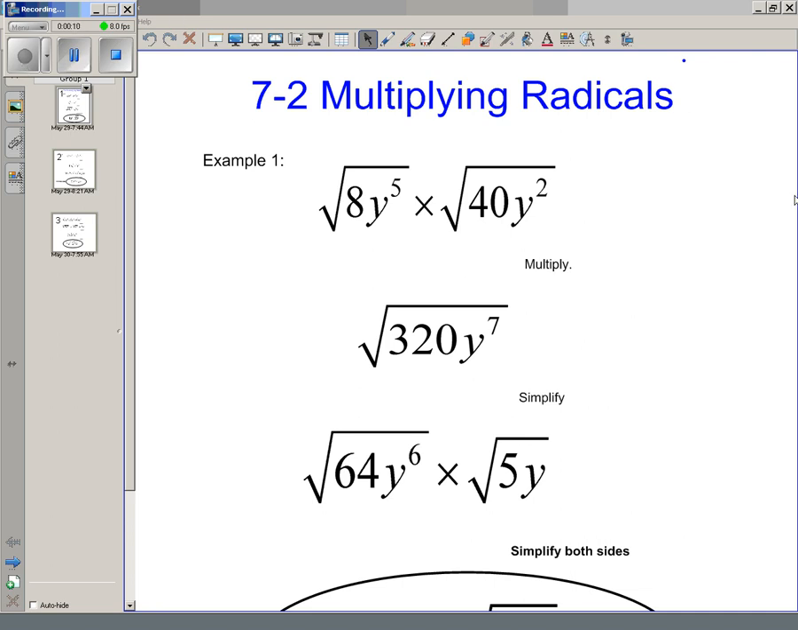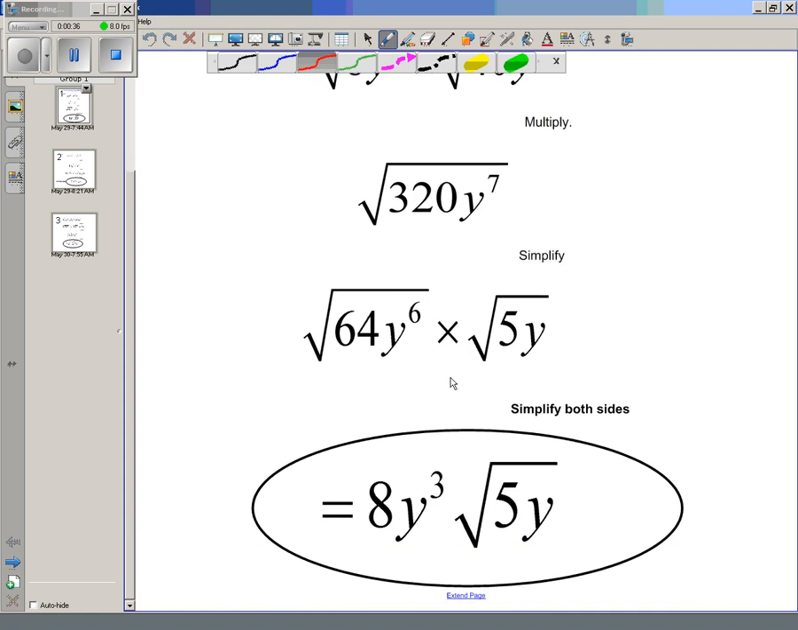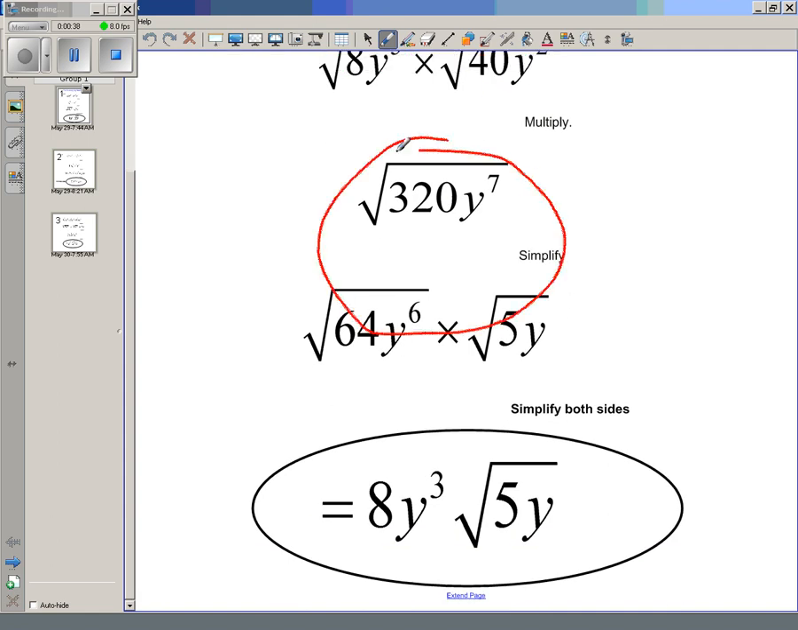Example 1, square root of 8y to the 5th times square root of 40y squared. First, you want to multiply these two radicals. To multiply them, you do 8 times 40, which is 320, then y to the 5th times y squared is y to the 7th, all underneath the square root.